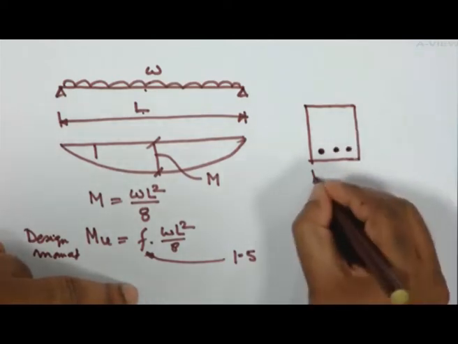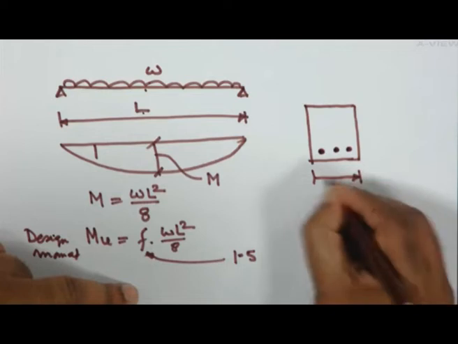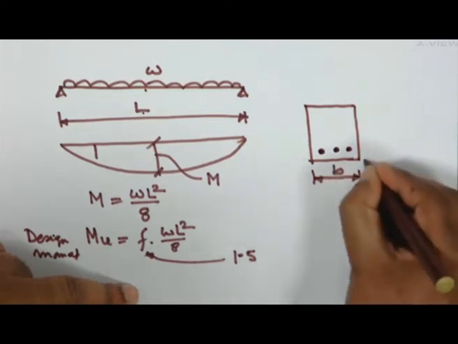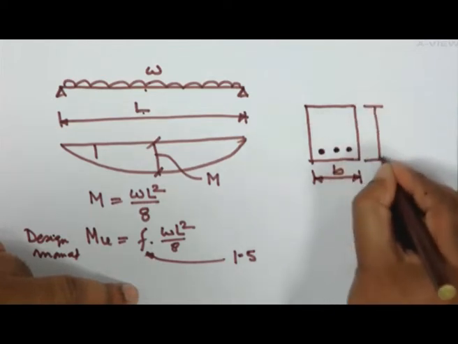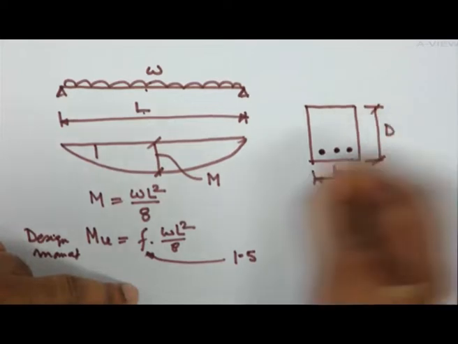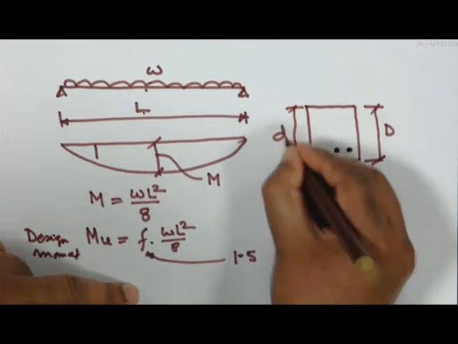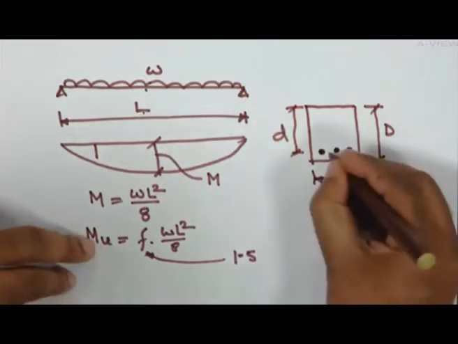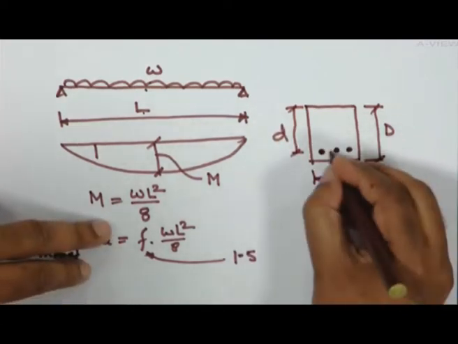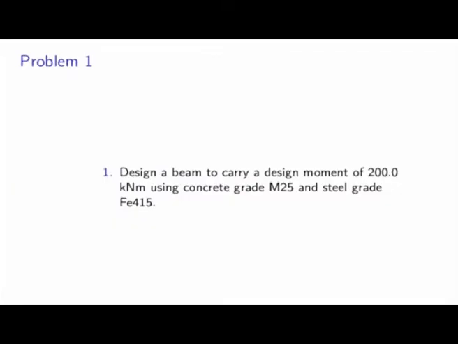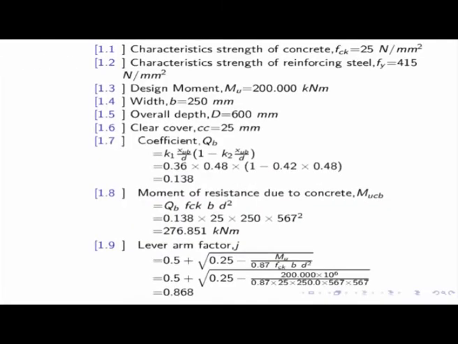So this is your B, this is capital D, and this one we have say small d. So we are interested here to find out what is the area of steel and how many bars shall we provide. So let us go step by step.